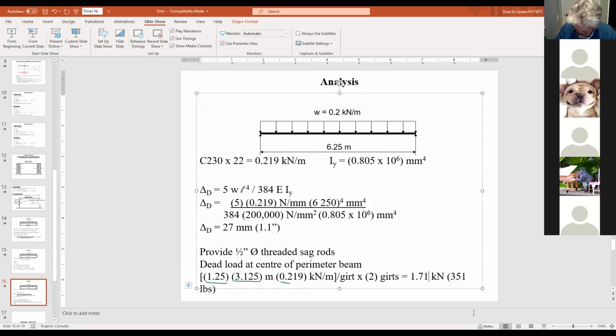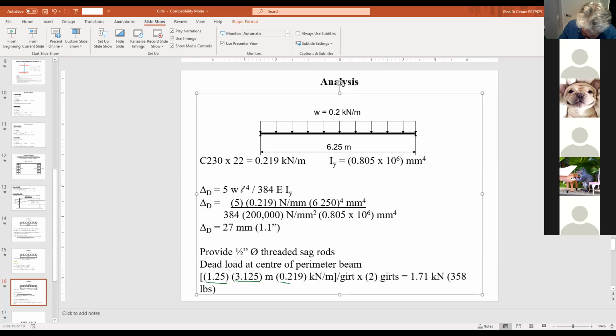So do we change the weight, or you think? Yeah, I'm going to change it. So in other words, this comes out to about 385 pounds, just about. Okay, so let me just take this weight down. So I have 1.71 kilonewtons that the sag rods are going to add to the perimeter beams. Sir, I'm glad I screwed up.